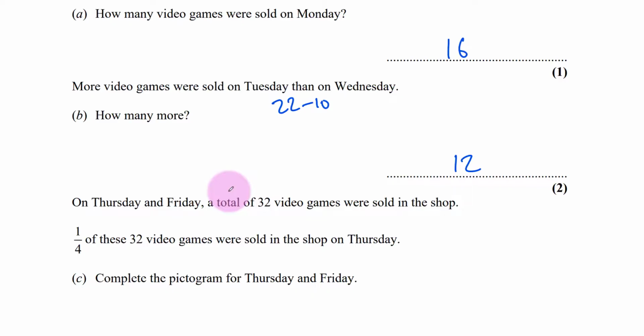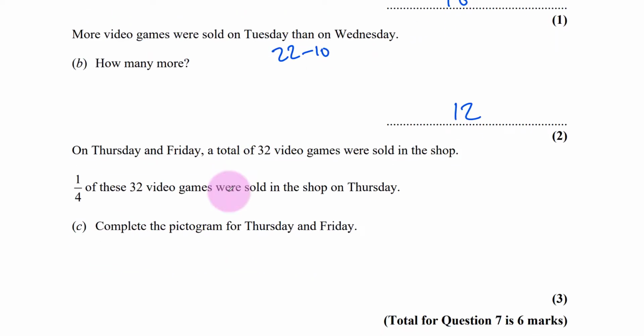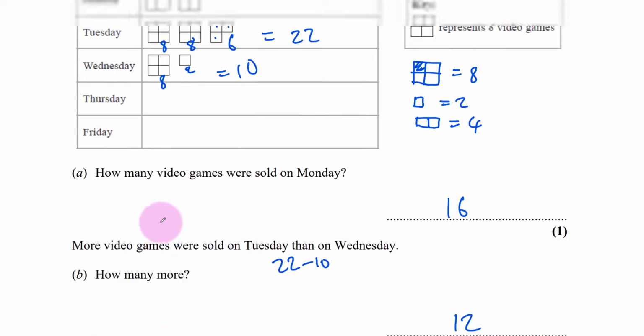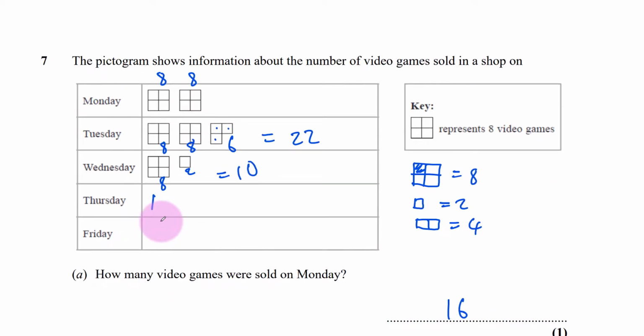Right, on Thursday and Friday, a total of 32 video games were sold in the shop. 1/4 of these video games were sold on Thursday. So what you have to do first is what's 32 divided by 4? And we know that is 8. So we're missing Friday. But let's just do Thursday first. So 8 is easy enough. Let's draw that down. That gets us a mark there.